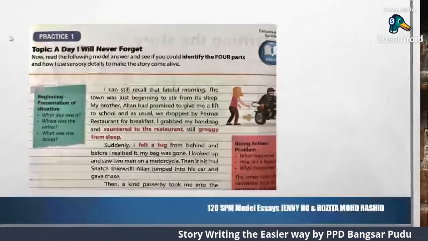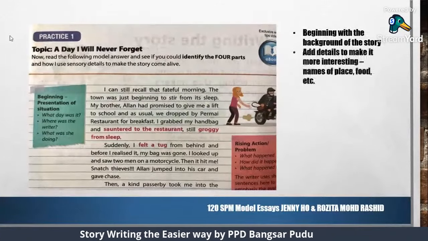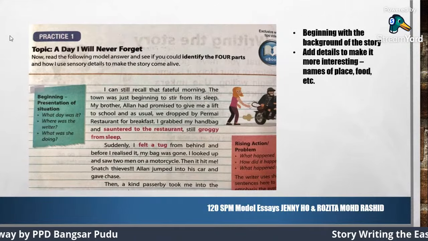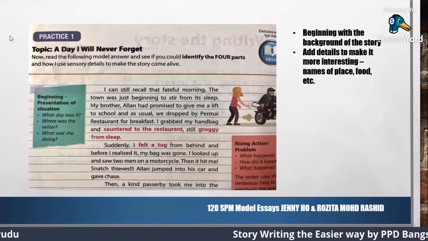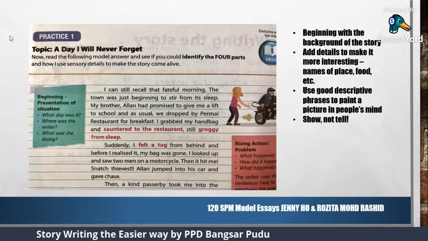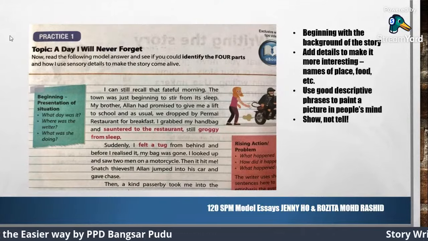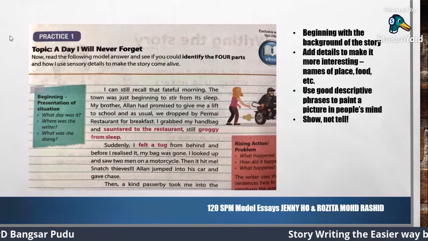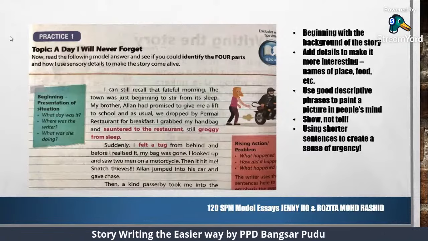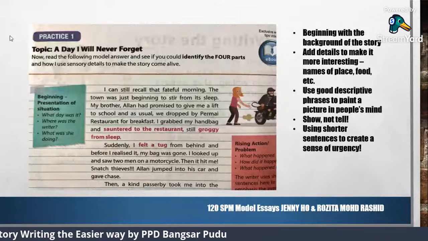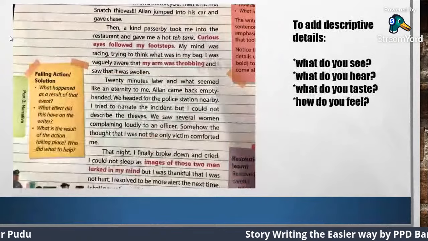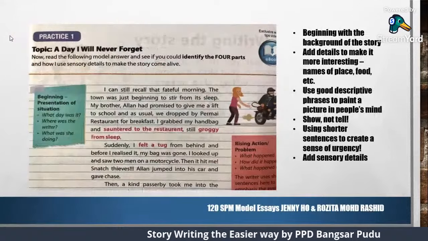Okay. Next. So this is what I have done. I begin with the background of the story. Then I add details to make it more interesting. Next. And then I use good descriptive phrases. These are the ones: sauntered, groggy from sleep. This one is definitely A script. And then I show, not tell. And then I use shorter sentences to create a sense of urgency. You want some more? Okay, next one.